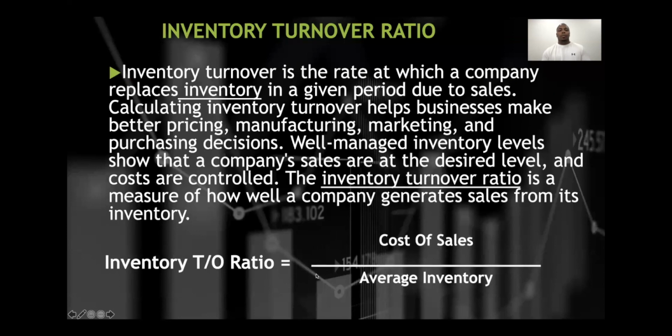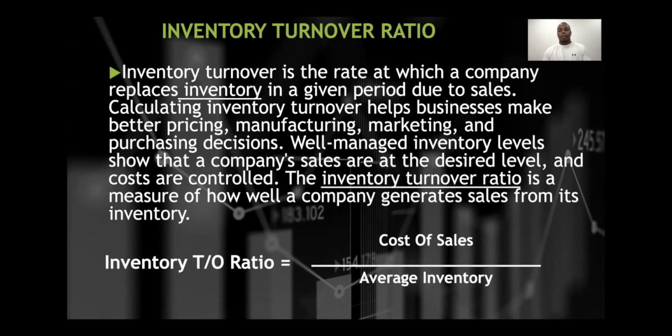After we just learned the quick ratio, we want to move to inventory turnover. We want to know how well a company's doing by how much inventory they are turning over, right? Inventory turnover is the rate at which a company replaces inventory in a given period due to sales, right? And why do we want to know this? We want to know how fast they move product, right? Because the faster they turn over the product, the more profit they're making, the more money they're generating, the more income that is coming in, right? The faster you sell something, the faster you make money.